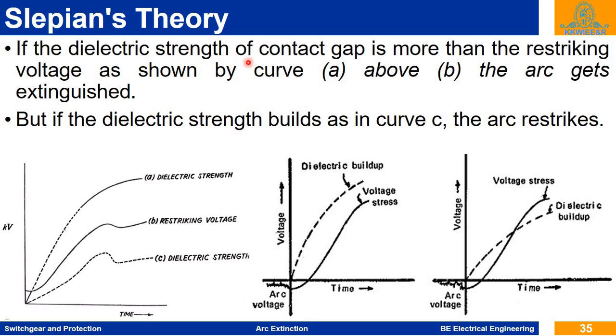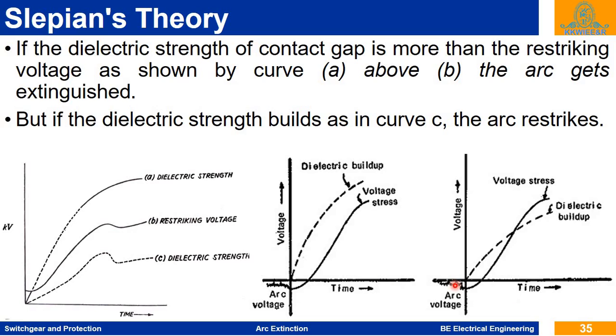So if the dielectric strength of the contact gap is more than this restriking voltage, we can see this in the first figure: the build-up of dielectric strength is more than the voltage stress or restriking voltage. In this case the arc is interrupted. Then the second condition: if the dielectric build-up rate is less than the restriking voltage, the arc restrikes again.